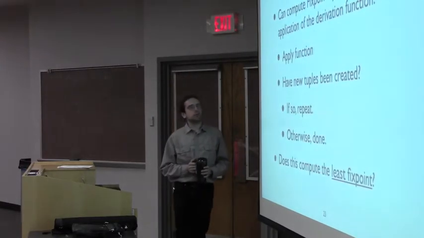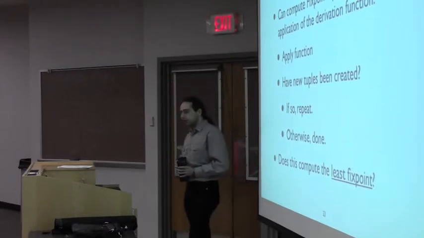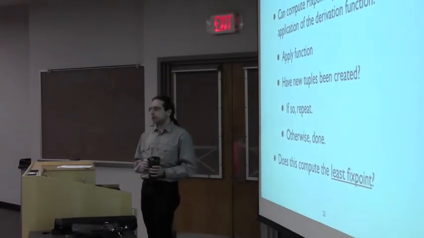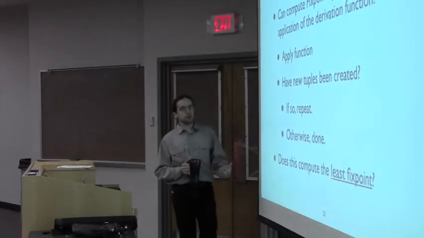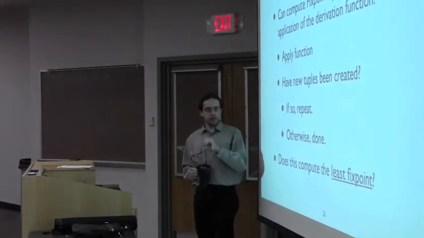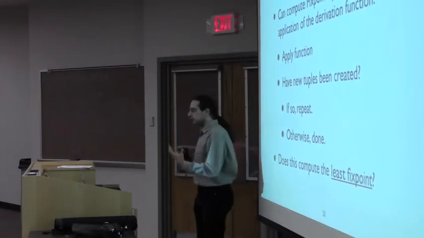So basically, repeatedly apply this function and repeatedly decide whether or not that application has produced new tuples. If it has produced new tuples or if it has changed the output, repeat. And you basically just compute the fixed point.